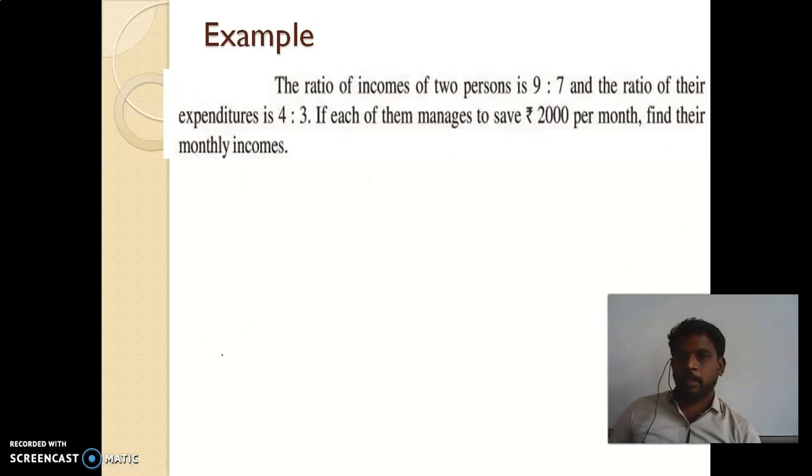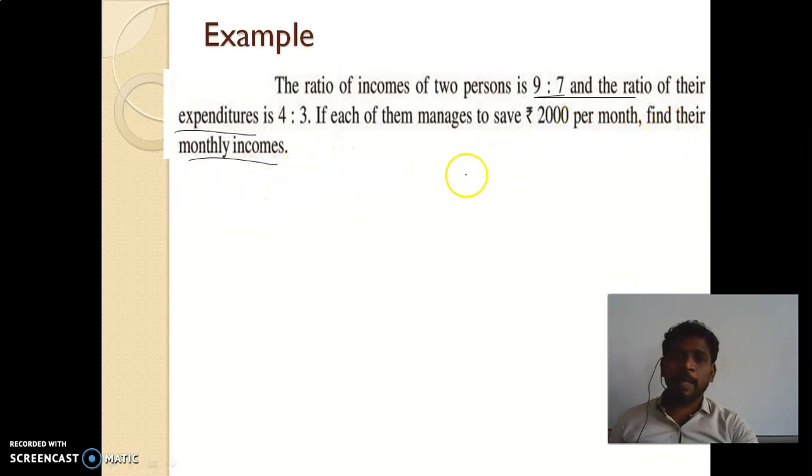Look at the next example. The ratio of incomes of the two persons is 9:7 and the ratio of their expenditures is 4:3. Here two ratios are given, and they are asking us to find their monthly incomes. If each of them manages to save 2000 per month, find their monthly incomes. So how can we take?